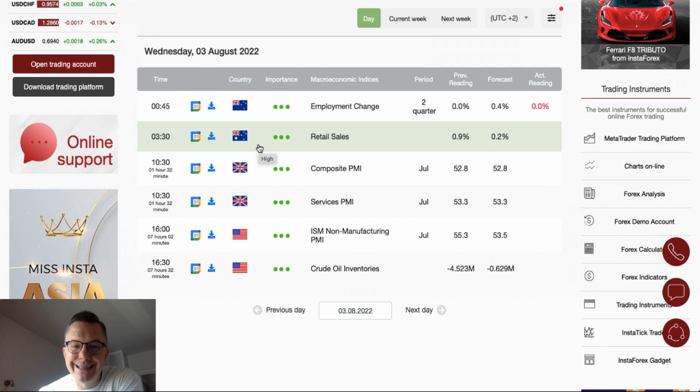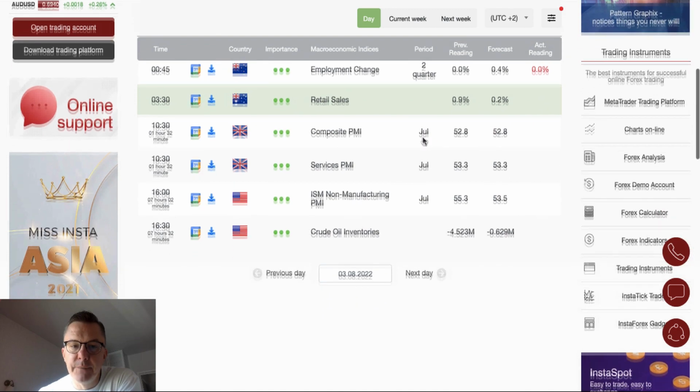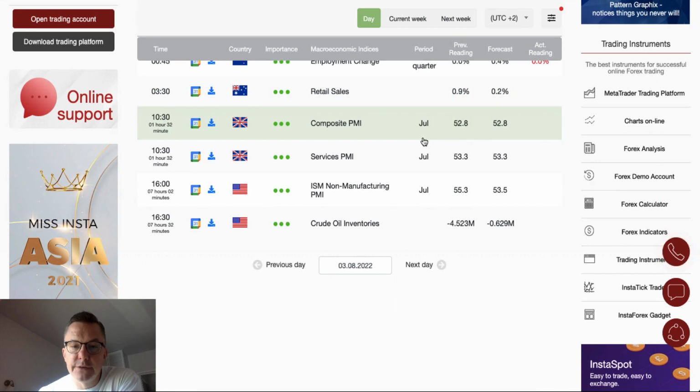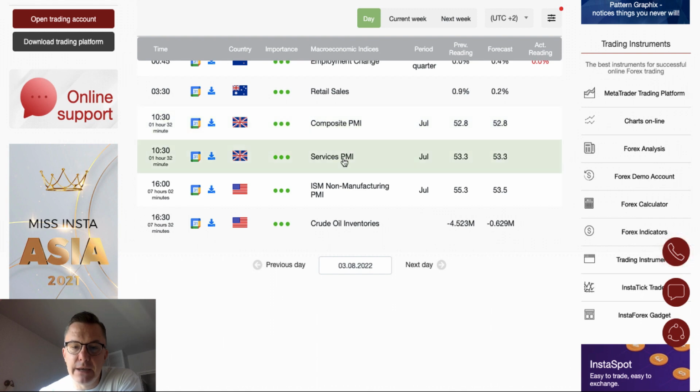Australian retail sales data is published at 3:30. As you can see, we will definitely take a look at the Australian dollar as well. So what do we have during the London session? Composite PMI and services PMI from the UK are scheduled for release at 10:30, so that will definitely be something to keep an eye on. We will take a look at the British pound later on.